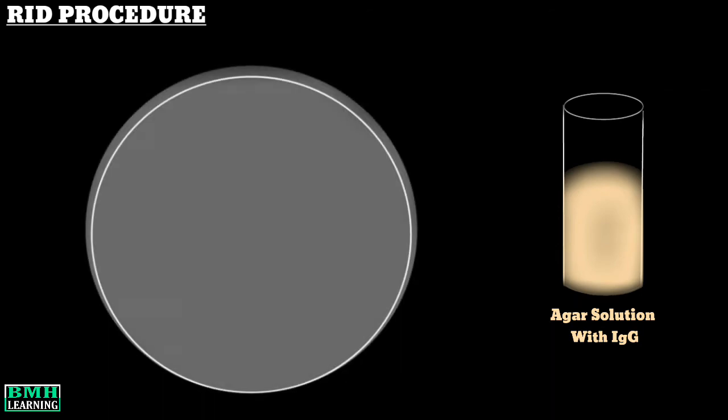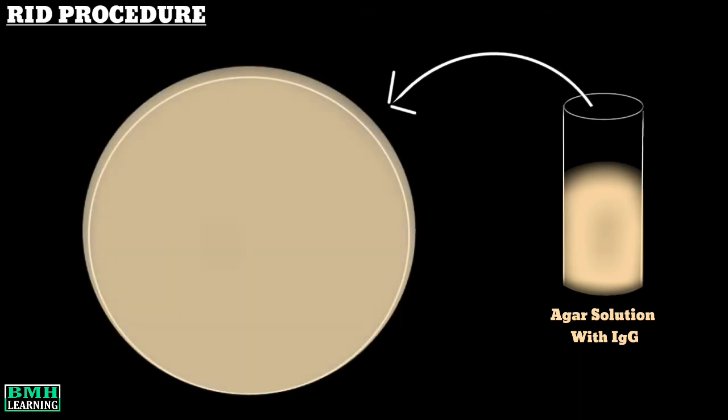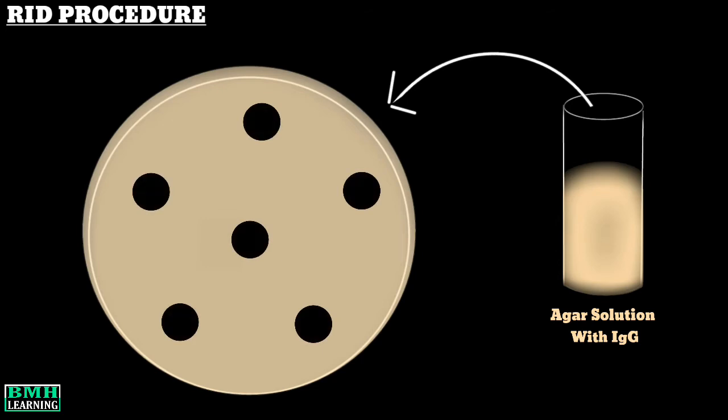First of all, we make a solution of agar. The agar solution contains an antibody, say immunoglobulin G. Agar solution with antibody is poured onto a glass plate. The solution is poured in a manner that it makes a uniform layer on the glass plate. Carefully, circular wells are cut into the agar.